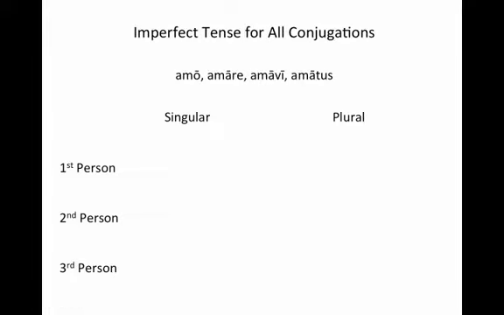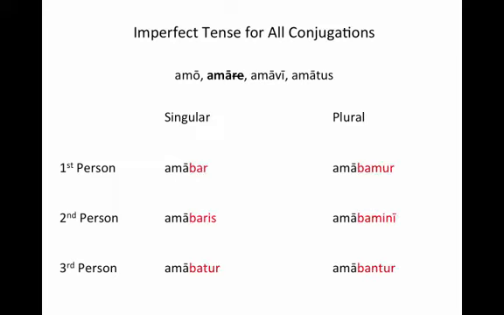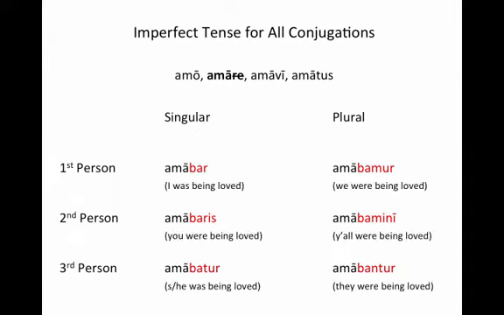Now let's look at the imperfect tense. And the beauty of the imperfect tense is that it works for all four conjugations the same way. We go to our infinitive, that second principal part, drop off our RE, and it gives us our stem. And then to this stem, we add endings, bar, baris, batur, bamur, bamini, bantur. And you'll note that these are all passive in meaning. I was being loved, you were being loved, so on and so forth.